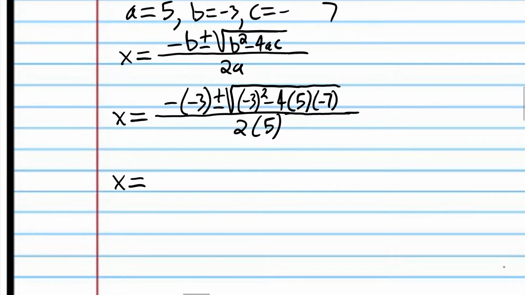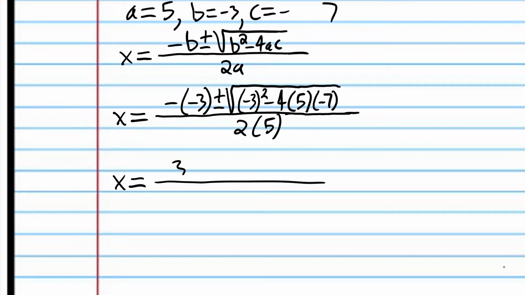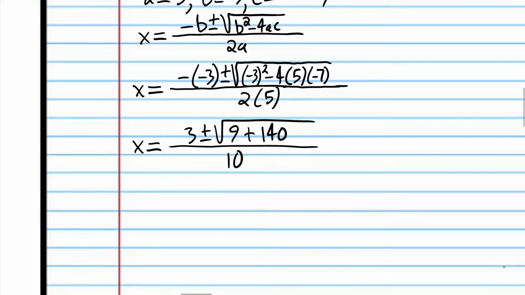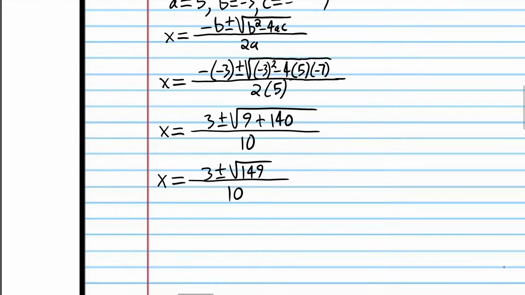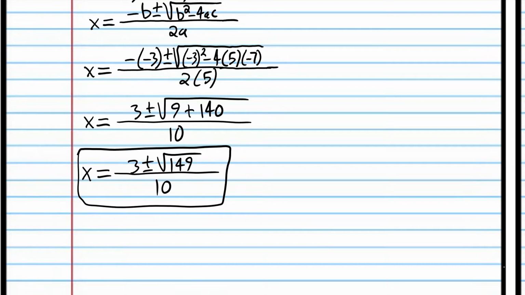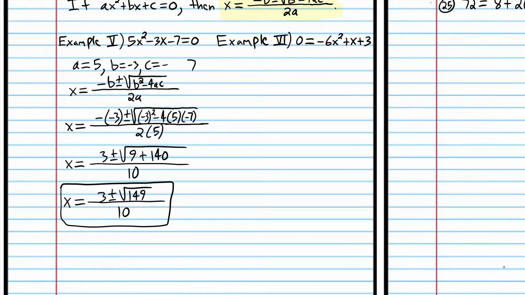And so you can do all that stuff under the root in your head just to make this go faster, but I'm going to do it step by step. Negative 3 squared is 9. Negative 4 times 5 is negative 20. Negative 20 times negative 7 is positive 140. 2 times 5 is 10. So then we get root 149 over 10, and that's pretty much it. We can break that apart because there's two solutions, 3 plus root 149 over 10 and 3 minus root 149 over 10. There's two solutions, but we don't have time to break that into two parts and show both of those.